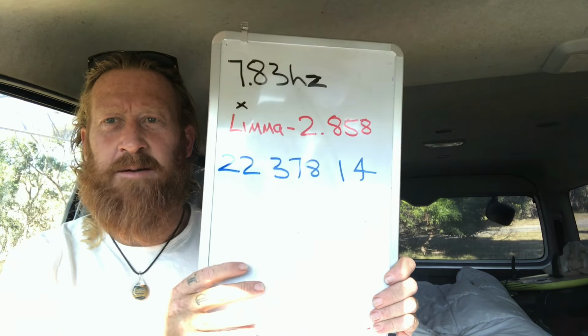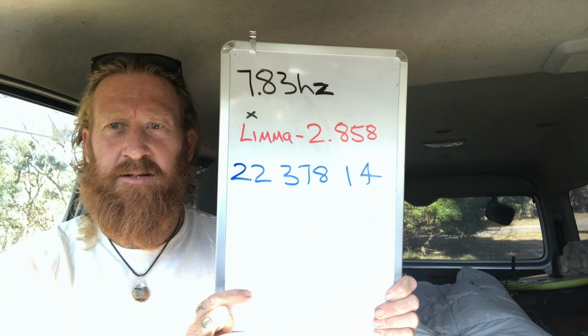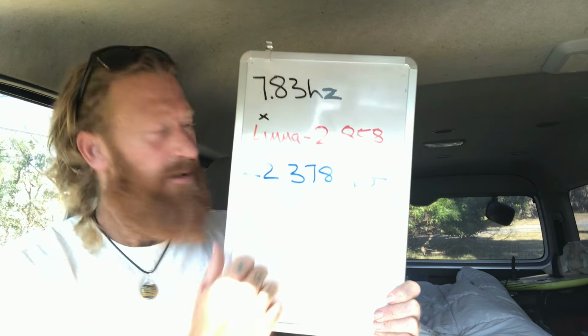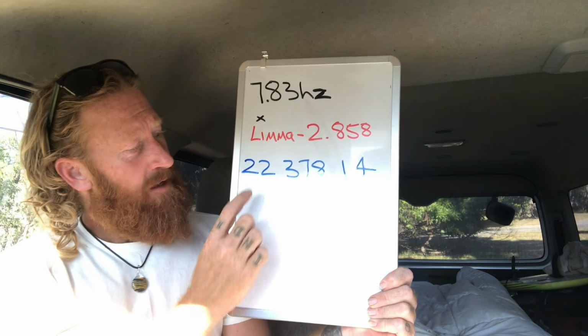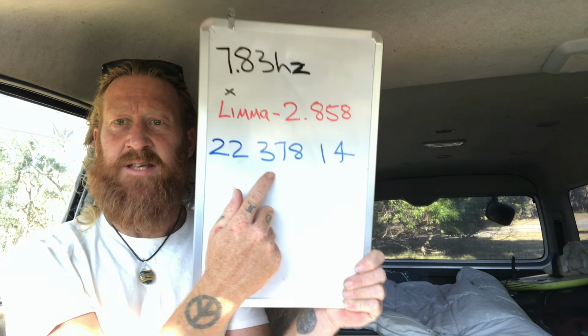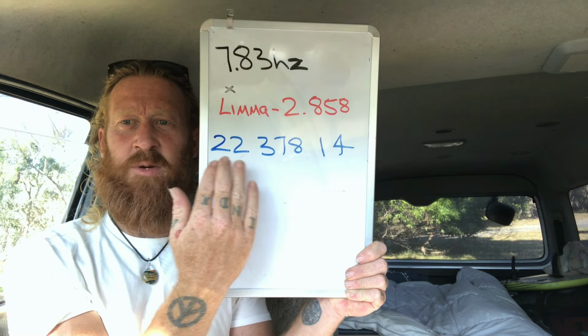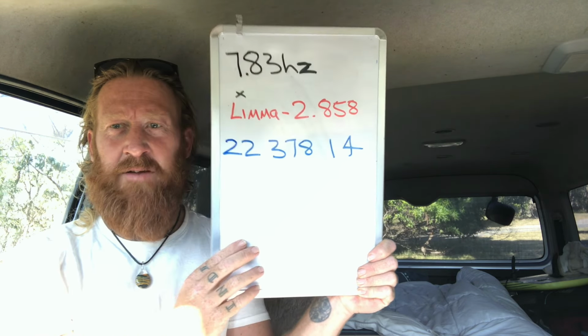For some more beautiful numbers, we'll take the Schumann resonance, 7.83 hertz, and we'll times it by our little lemur, this thing that we've found and named the lemur. We take the Schumann resonance and we times the lemur, and we get 22,378.14. Just a beautiful number. 22, the master builder's number, Saturn and Osiris. I found that just beautiful.